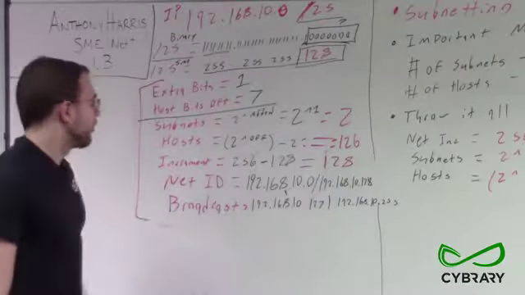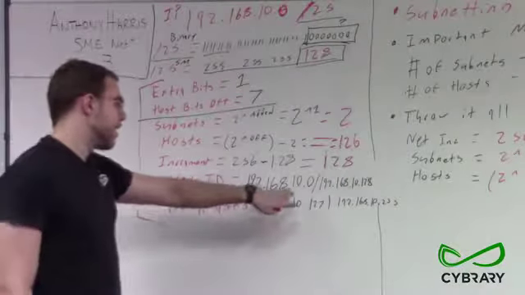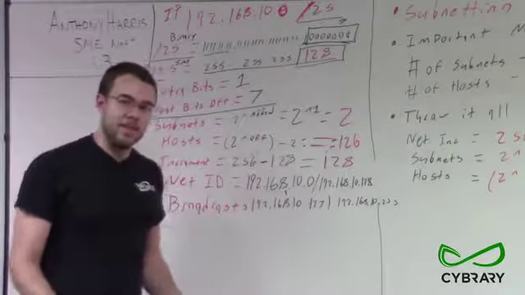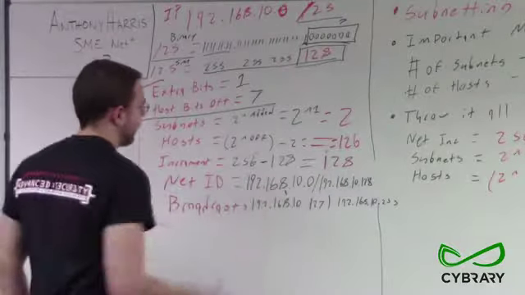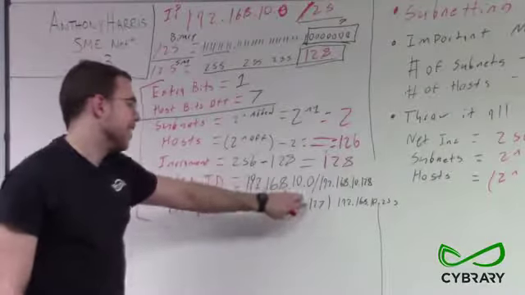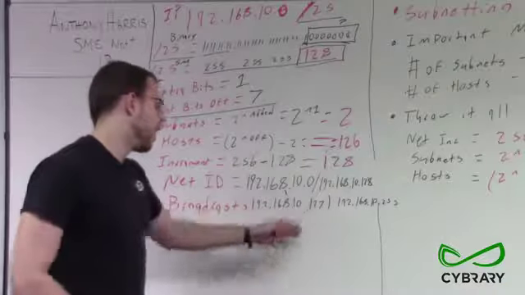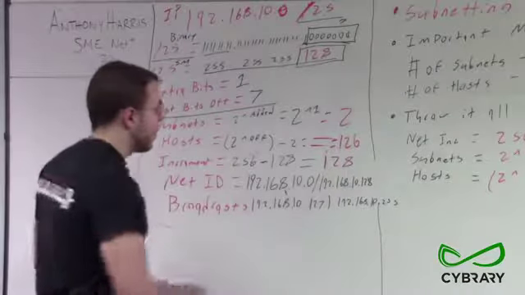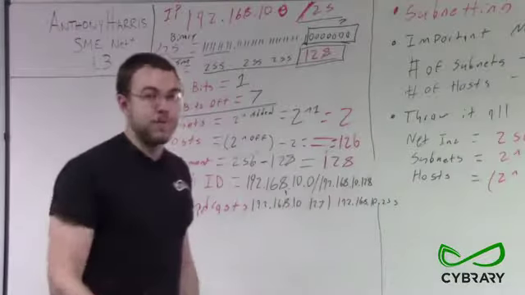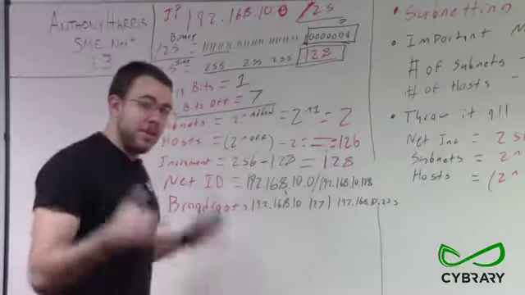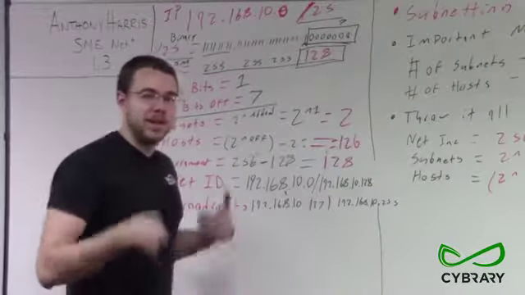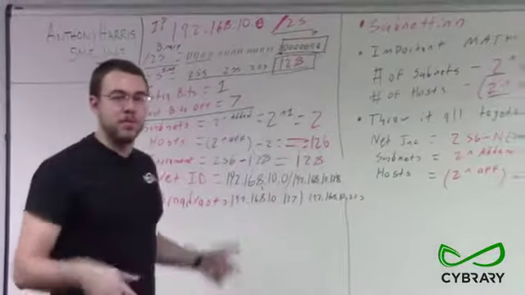So what about our hosts? Well, our hosts are going to be anything in those subnets that's not a network ID or broadcast ID. So in our first subnet, we have 192.168.10.1 through .126, and then we have .129 through 254.